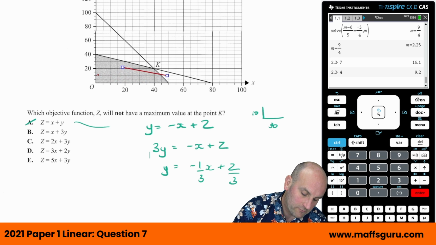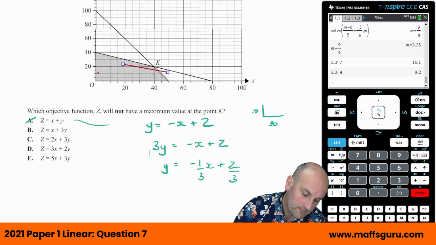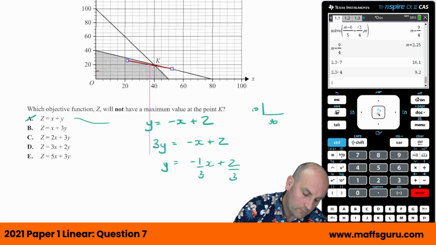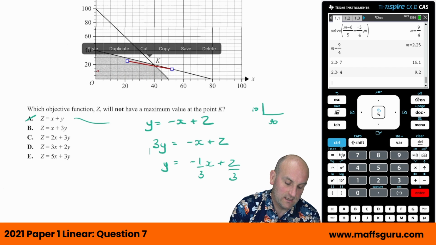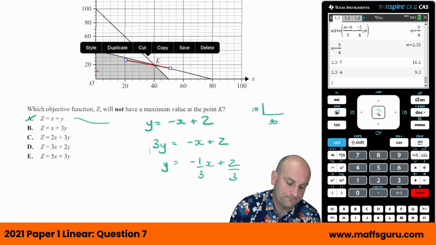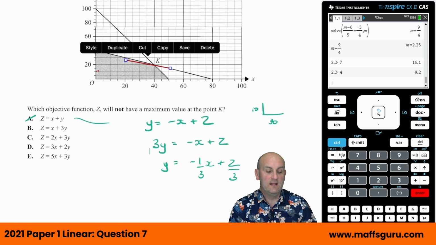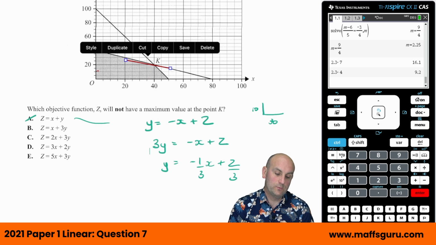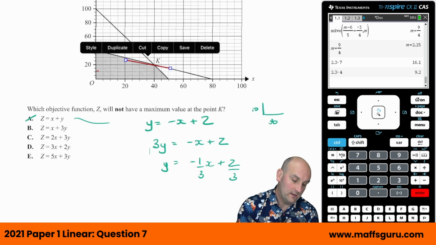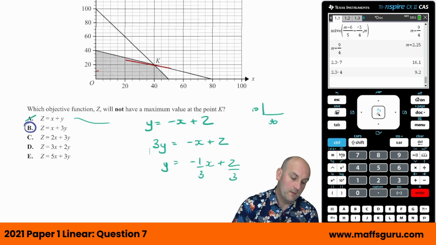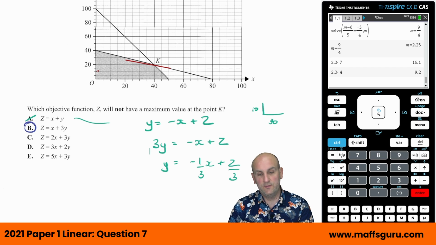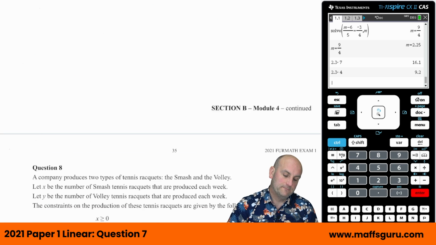Now, when I drag that around, what do I notice? That when it hits K, it actually will go through other points. All right? So in that situation there, that's no good to me. Which objective function will not have a maximum value? I think, as far as I'm concerned, B was the correct answer, because when I tested all of those others using the sliding line, they all just went out of the graph and just touched K. So the gradient there worked for me.